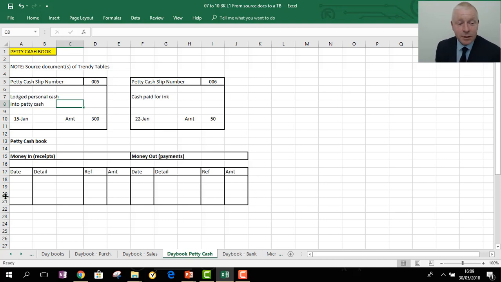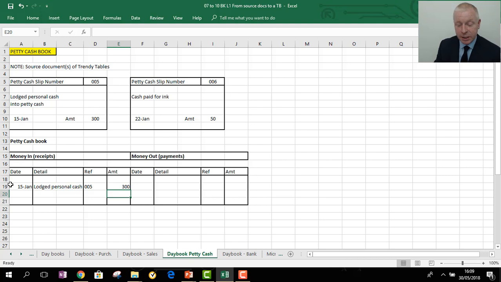Okay, so we can have a look at this. We can just key in the detail as we did previously. So the date would be 15th of Jan. The detail can be lodged personal cash in. That's fair enough. Reference, I might want to reference that petty cash slip number. That might help me. And then I will have the amount in there as well. So this means that from the 15th of January onwards, if there was no other cash available in petty cash, that's the amount of money available to spend.